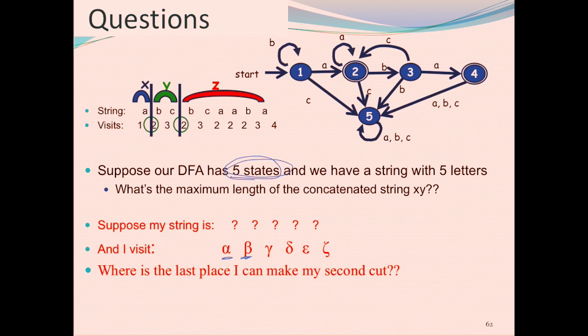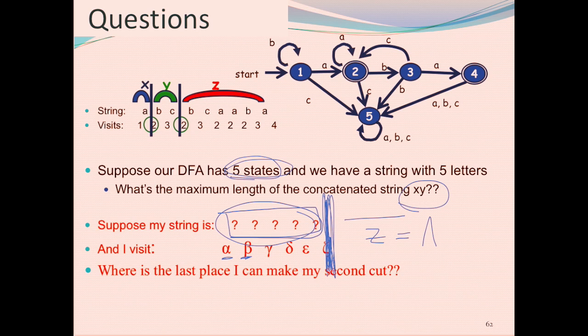So forget where the first cut is. By the time I get to this zeta, there's got to be a cut there if there wasn't a cut before, right? That one here has to be my second cut, because this one has to be a repeat if nobody else has been there. So if that's my second cut, that means the Z part's over here, and the XY is these letters. So in this case, Z would be the empty string, and XY is whatever letters these are. So the maximum length of the concatenated string XY in a DFA with 5 states, and if my string has 5 letters, is 5.